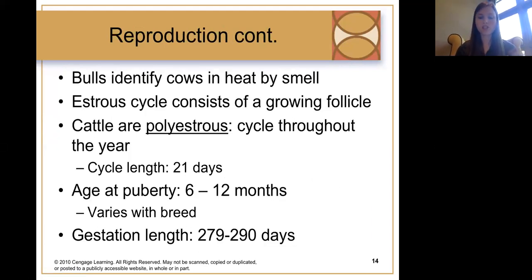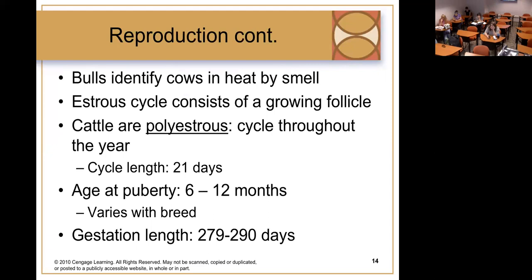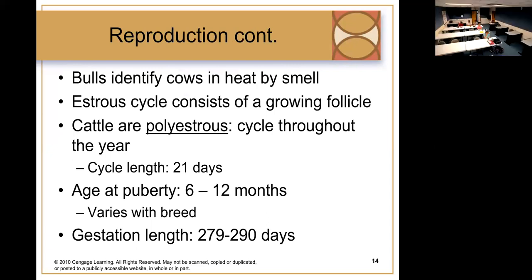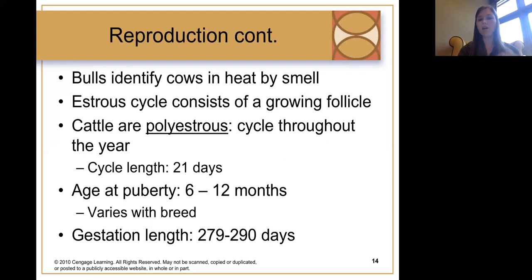So just to continue a little bit about the reproduction, bulls will identify cows in heat by smell. So if you're using a natural mating system and you're not using artificial insemination, and you do have a bull in there, they will be able to smell when cows come into heat. The estrus cycle in cows consists of a growing follicle on her ovary, and that's how the process gets started. Cattle are polyestrous, which means they will cycle throughout the year. Their cycle length is 21 days, so it takes 21 days for the follicle to develop and that whole process to happen.